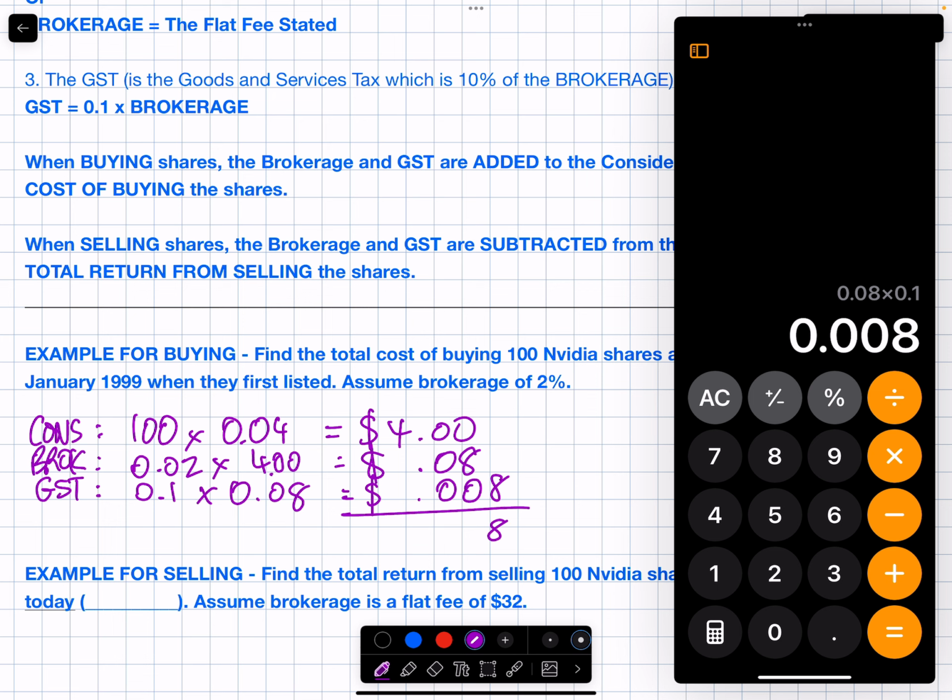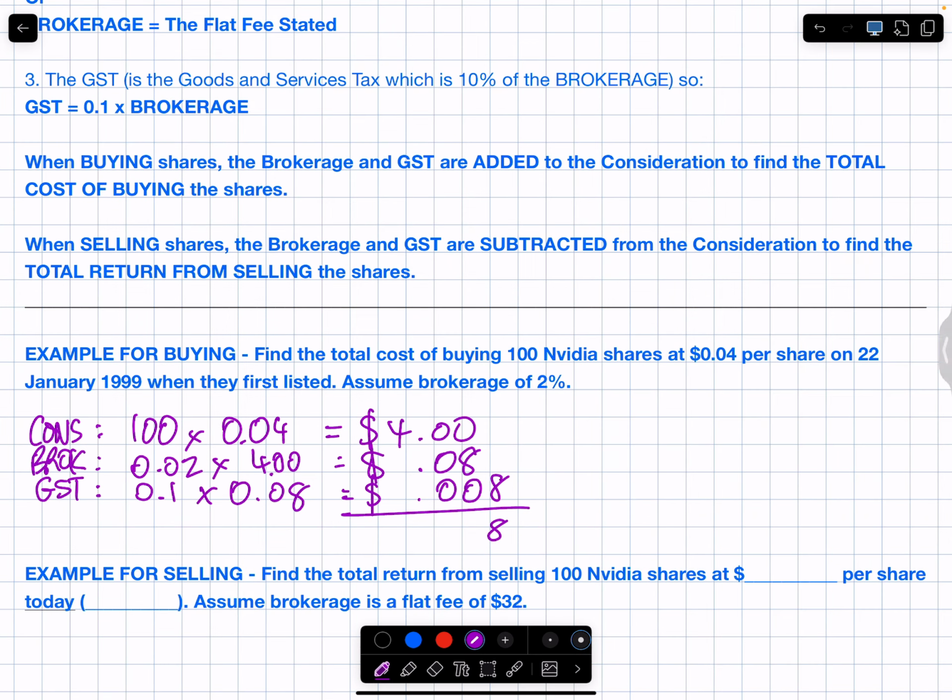And in buying shares, what do I do with everything? I add it together because we're trying to work out how much it costs. So 4.008. In 1999, you're just sitting around on your couch playing your, I don't know, Super NES or something, and then you're like, oh, this Nvidia company sounds pretty interesting. I might spend $4.08. 9 cents. Sorry, I'll round. That's not quite right. That's going to be $4.09 to 2DP to buy 100 shares in this company.